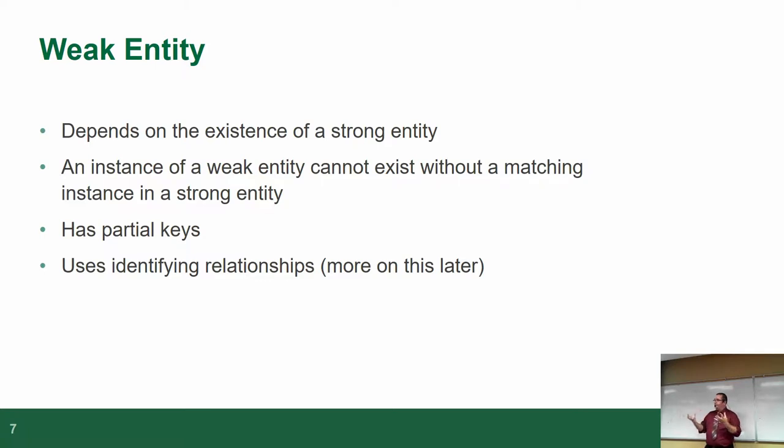So a weak entity cannot exist unless something else defines it. That's the simple part of it. It normally has what's called partial keys. In other words, it doesn't have a primary key of its own. Its existence is based on other entities feeding values into it. And it uses what's called identifying relationships, which we're going to talk about way later.